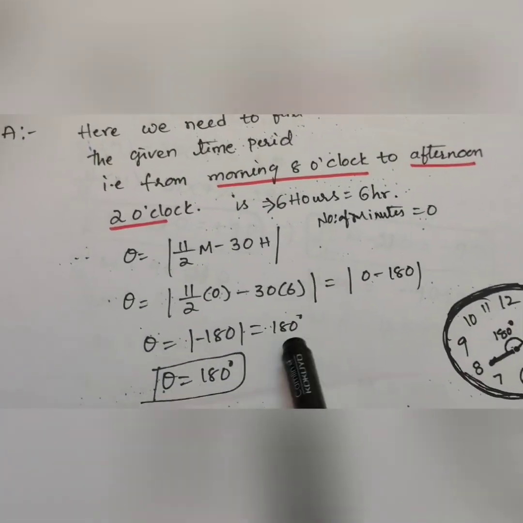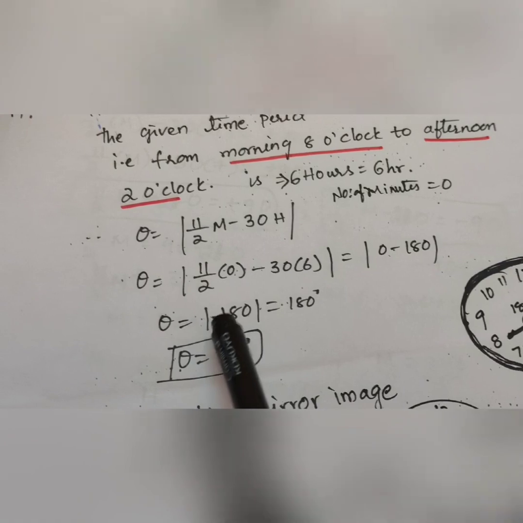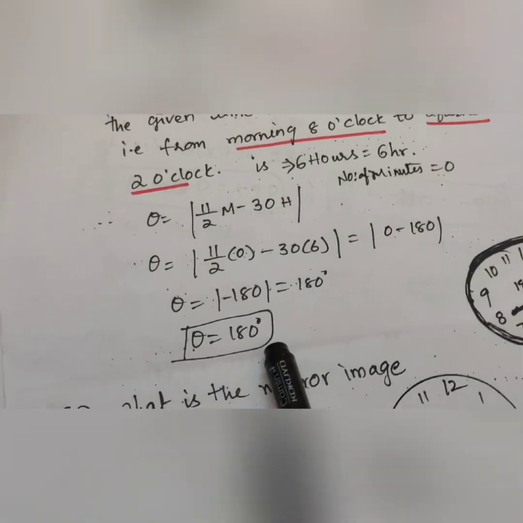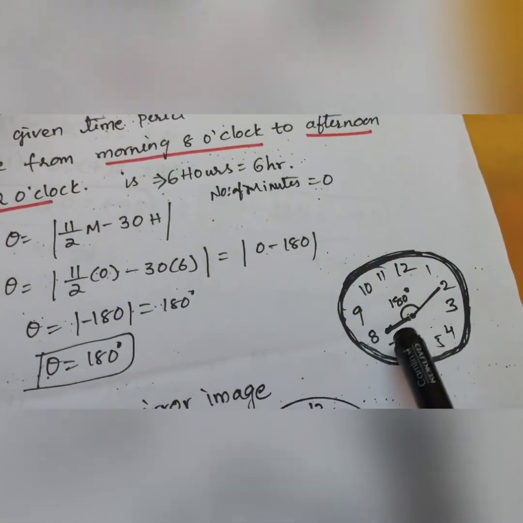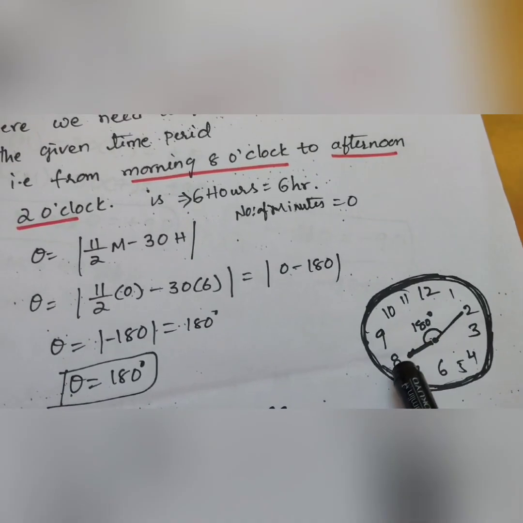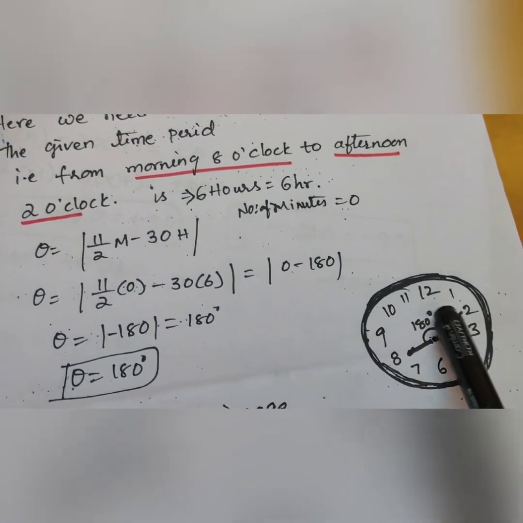Yeah, you find theta as 180 degrees. Here modulus is there, that's why you will get positive. It has 180 degrees, when the time is rotating from morning 8 to 2 o'clock, the angle is 180.